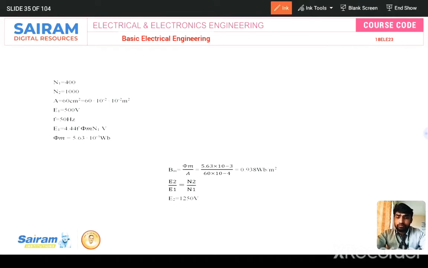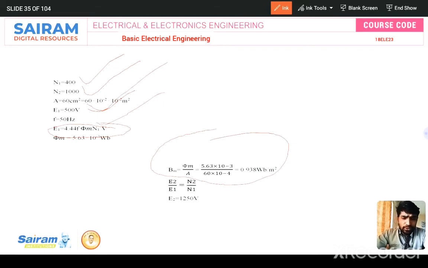Solution I have given. So N1 is given 400, N2 is 1000, area is given 60 centimeter square, 60 into 10 raised to minus 4, converted into meter square, okay? And V1 is given 500, frequency is given 50, the EMF equation of transformer is E1 is equal to 4.44 f φm N1 volts. What is φm, I mean how much we got? 5.63 into 10 raised to minus 3 Weber. If you want maximum flux density, Bm is equal to φm by A, 5.63 into 10 raised to minus 3 divided by 60 into 10 raised to minus 4. Finally, we got 0.938 Weber per meter square.